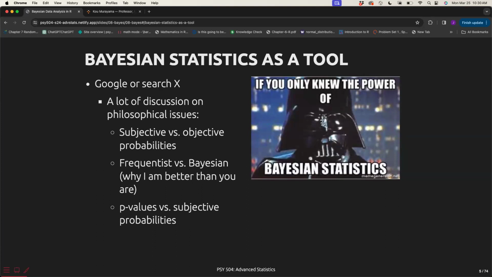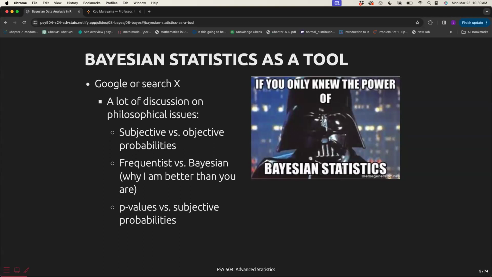What I want to focus on today is Bayesian statistics as a tool. So the purpose of this class is to give you guys tools that you can put in your toolbox that you can use when issues or problems arise. So if you choose to use Bayesian data analysis, you'll have some tools to perform those Bayesian models or that Bayesian inference if you'd like to.